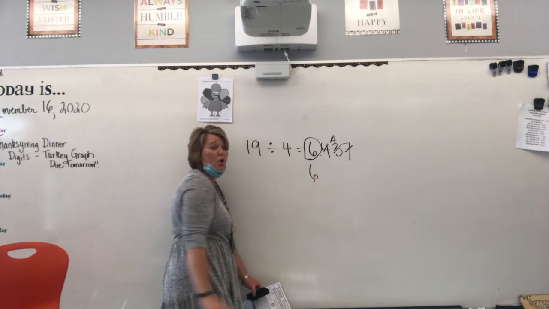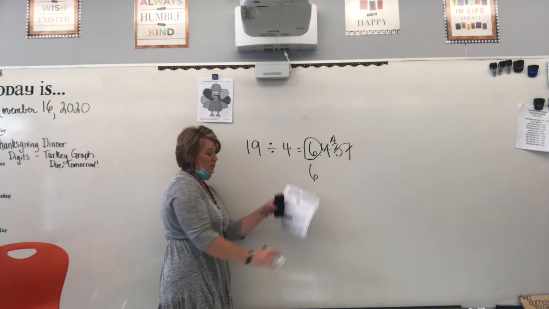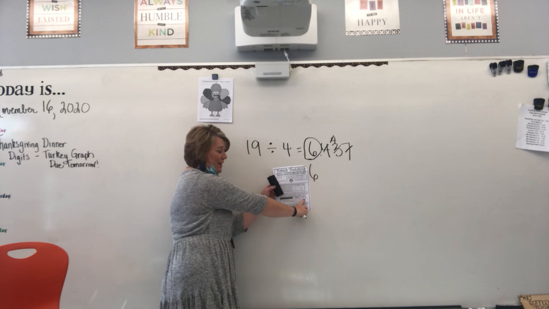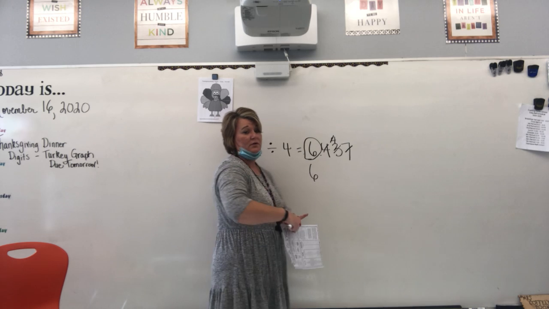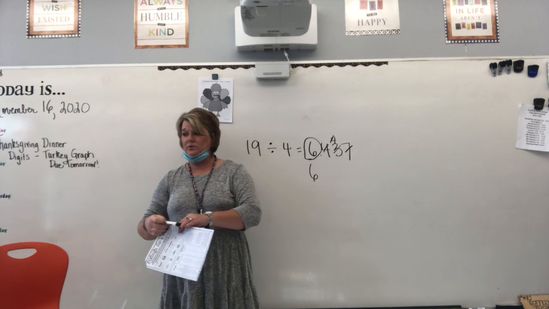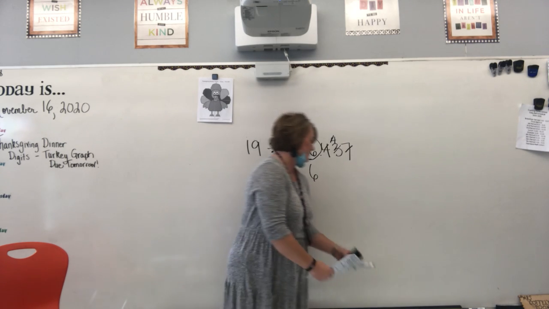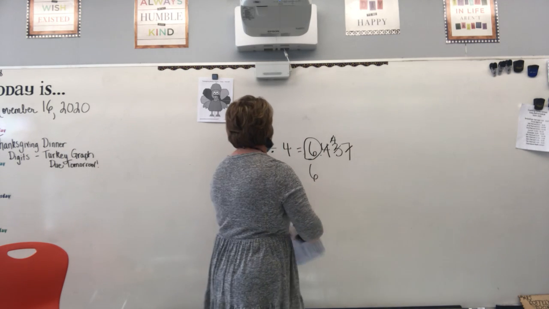I want a whole number. I don't want a decimal. And the whole number goes right here in the total box, okay? Do that right now. I don't want a decimal.